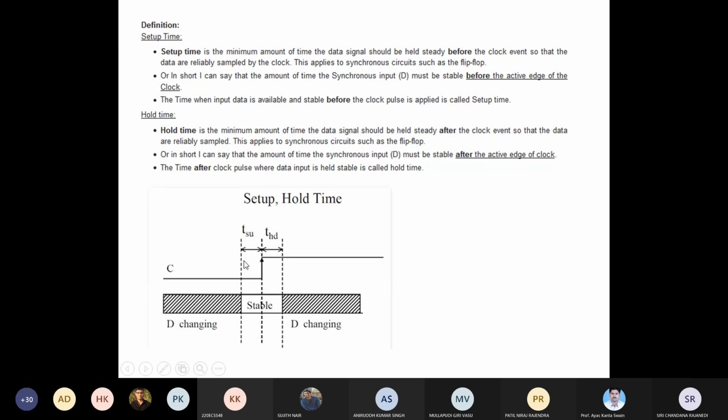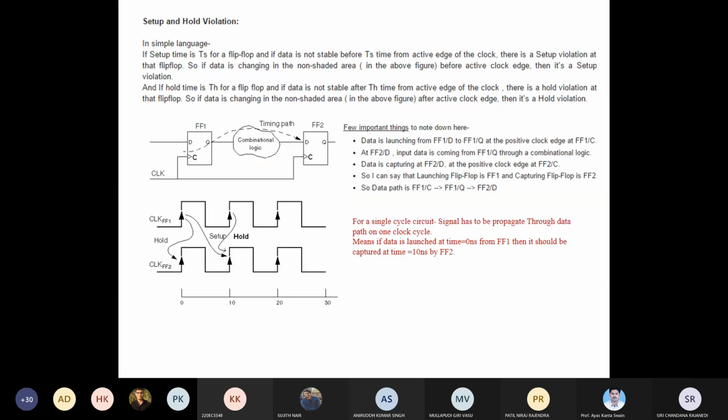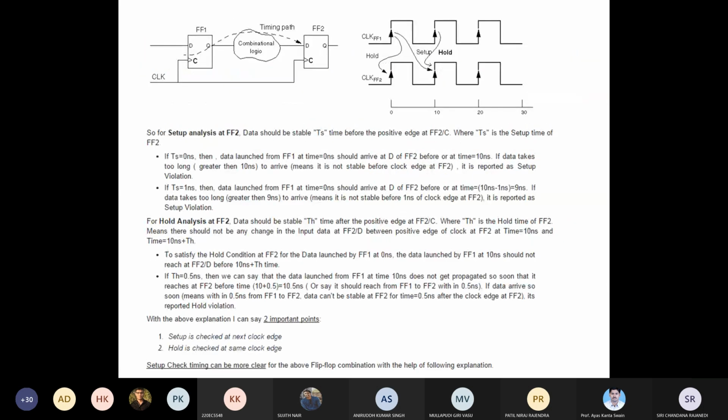If your data is reaching after 9 nanosecond, then there is a setup violation. Or if your data which is held up to 10.5 nanosecond is changing in between, then that is called a hold violation. Okay, are you getting this? You have to clarify to me, then only I will go ahead. Yes, sir.